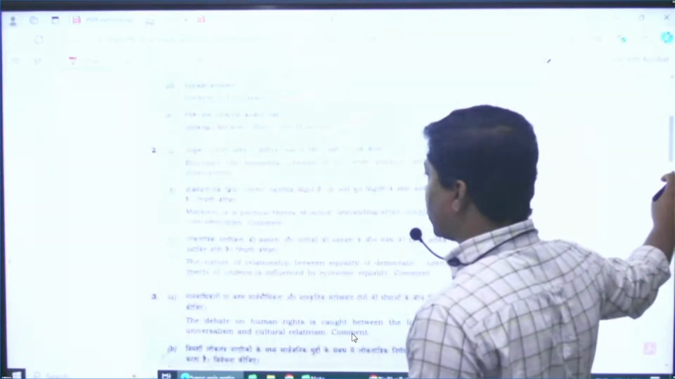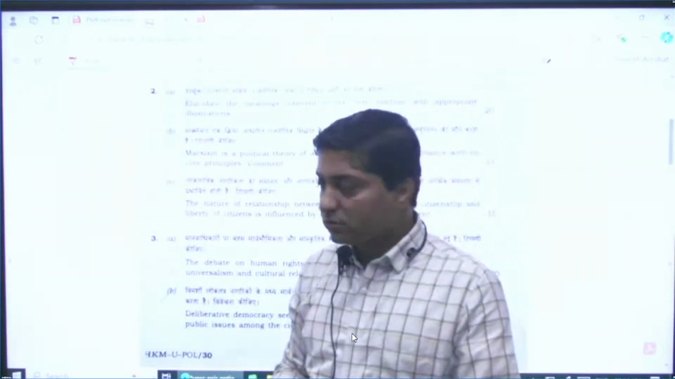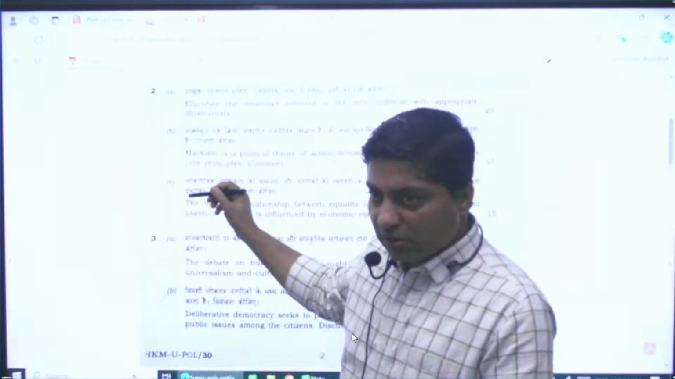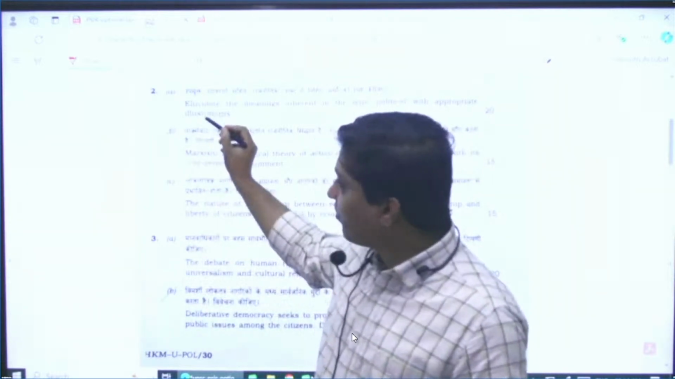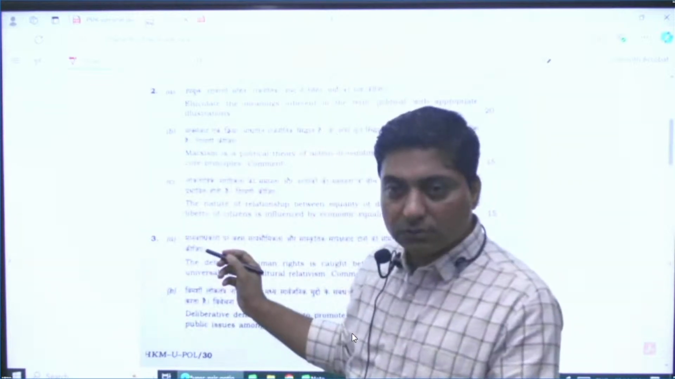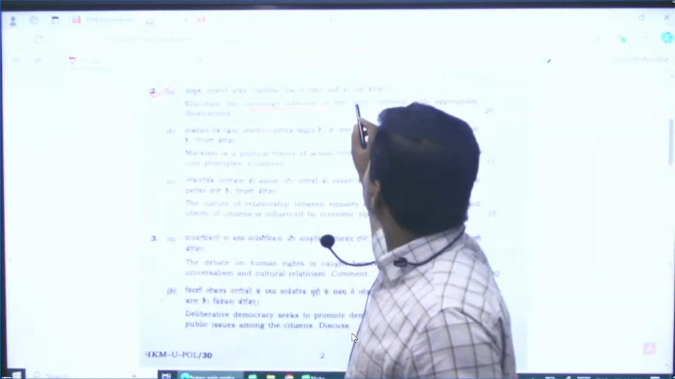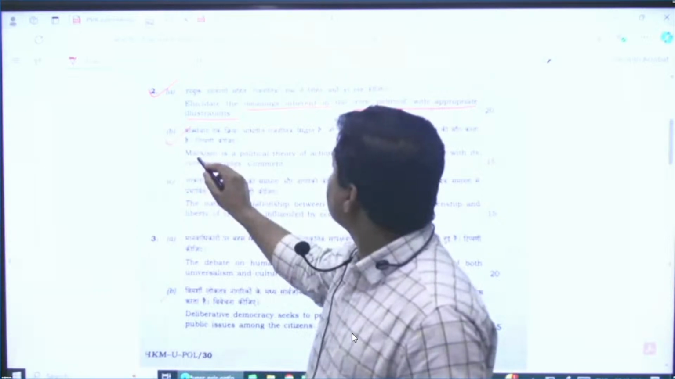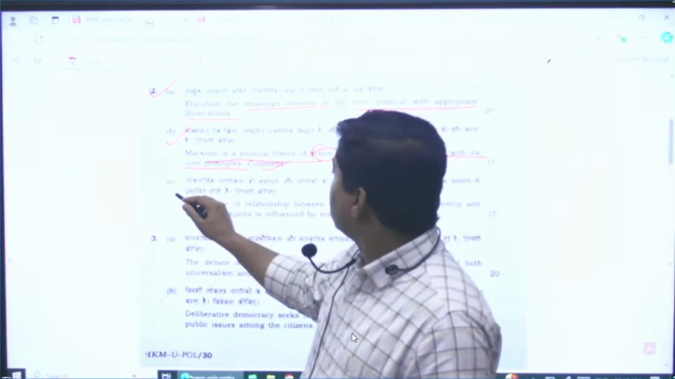If I move to the second question, here you have a pair of 3, and any pair you can attempt, either 2 or 3. If you attempt 2, then you have to attempt A, B, C all. If you attempt the third, then you have to attempt A, B, C. It is not that you can attempt B from 2 and C from the third. No. So if you look at the second question, elucidate the meaning inherent in the term political with appropriate illustrations, with example. Second, Marxism is the political theory of action, demanding a strict compliance with its core principles. Comment.